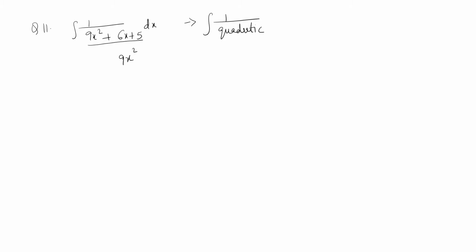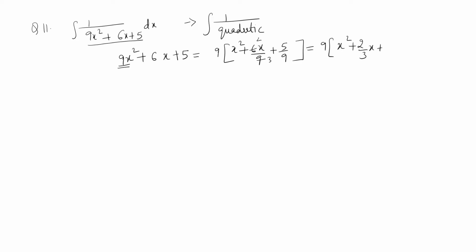So by the method of completing squares, we take 9x square plus 6x plus 5. The first thing is to take this 9 common outside, because we need to make x square free from any coefficient except 1. So it becomes x square plus 6x by 9 plus 5 by 9, which is 9 times x square plus 2 by 3 x plus 5 by 9.